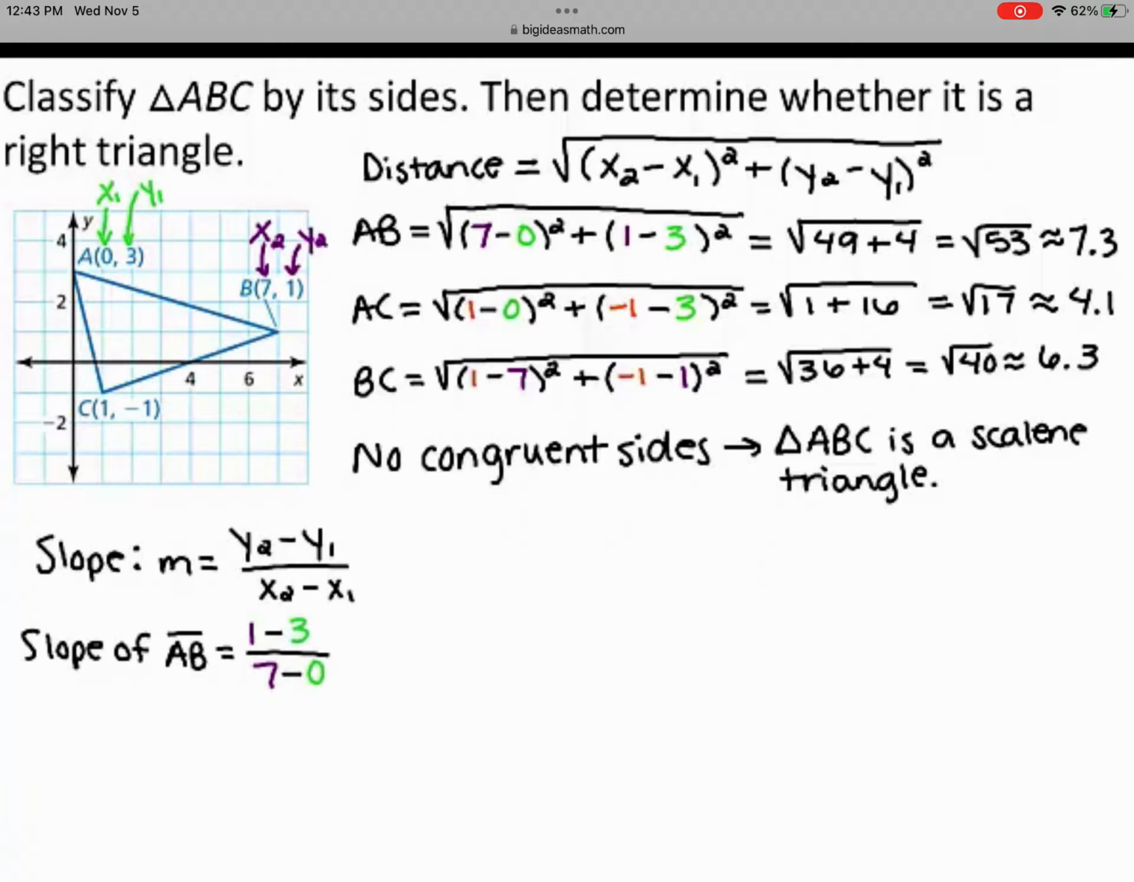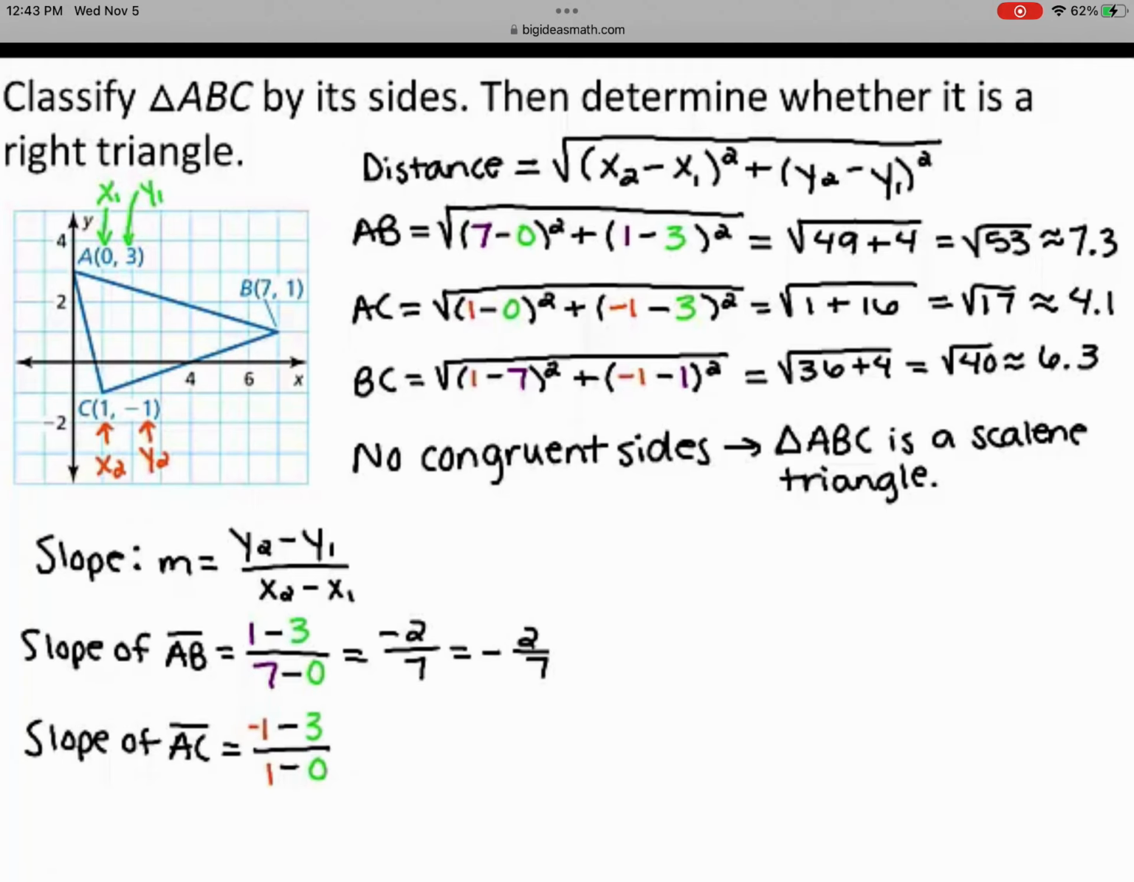When you simplify, 1 minus 3 gives you -2 in the numerator, and 7 minus 0 gives you 7 in the denominator. So the slope of side AB is equal to -2/7. To find the slope of side AC, let x1 equal 0, y1 equal 3, x2 equal 1, and y2 equal -1.